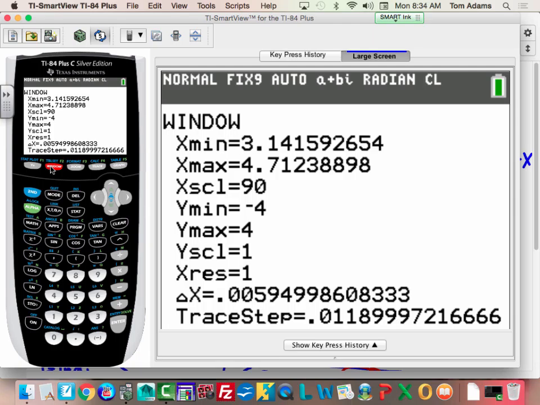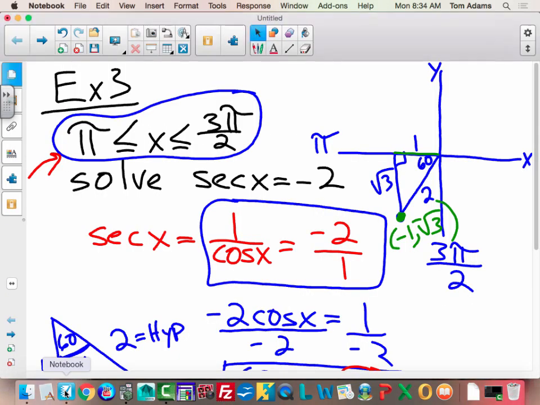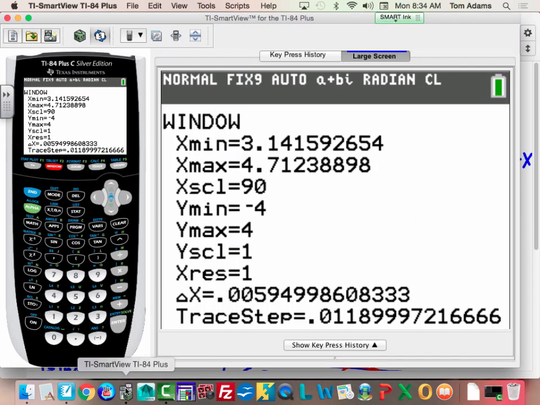What are we expecting? What are we solving for? What was the question? Solve when secant of x is equal to -2. So where do I want to zoom in the y direction? Around -2. So I think we're okay because the window goes from -4 to 4.